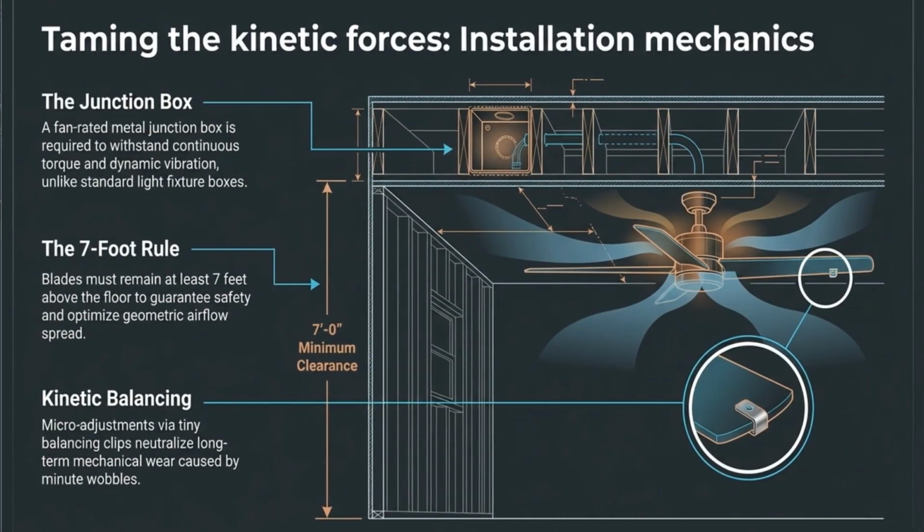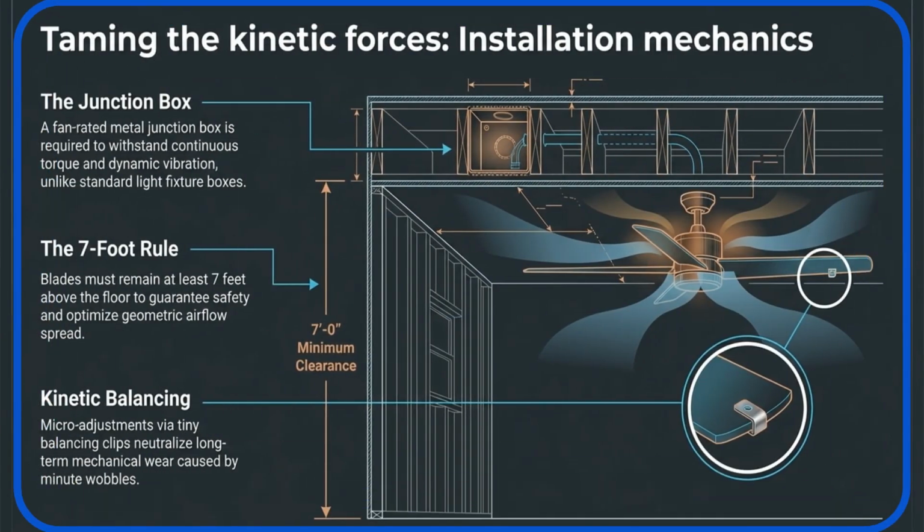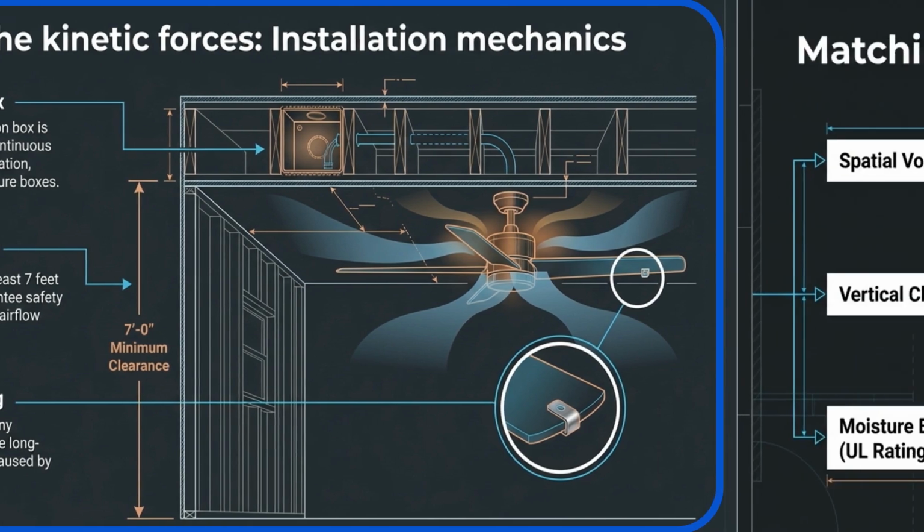Proper installation is essential for taming kinetic forces. This includes using a fan-rated junction box, maintaining the 7-foot rule clearance, and performing kinetic balancing to neutralize wobbles.